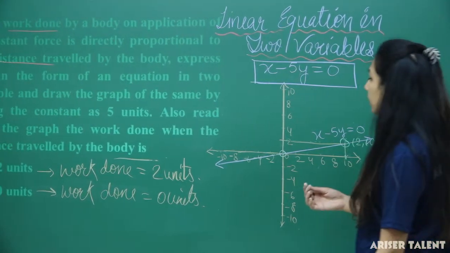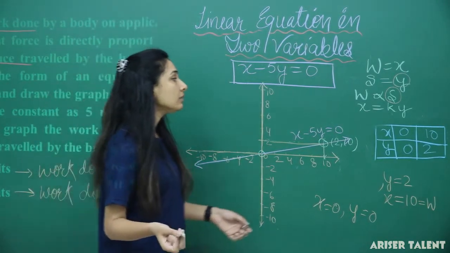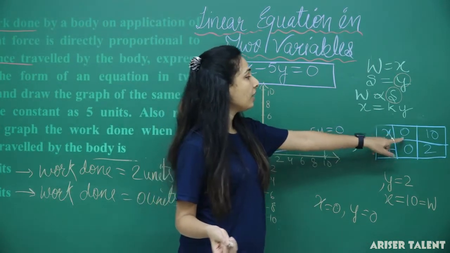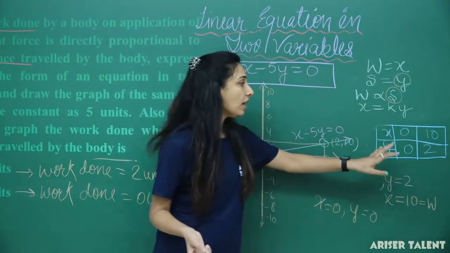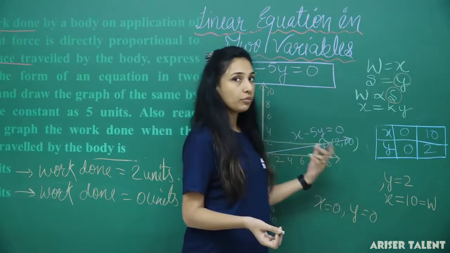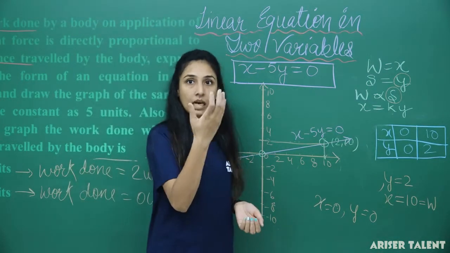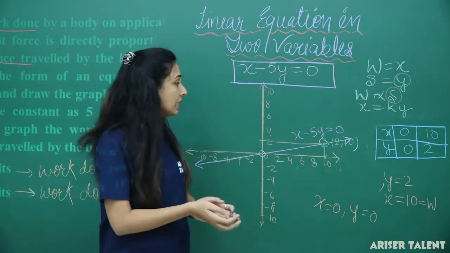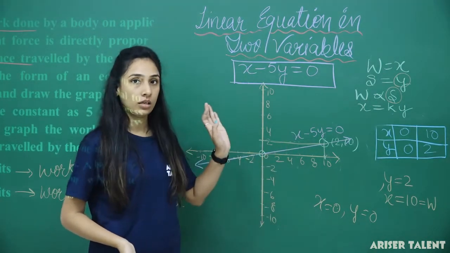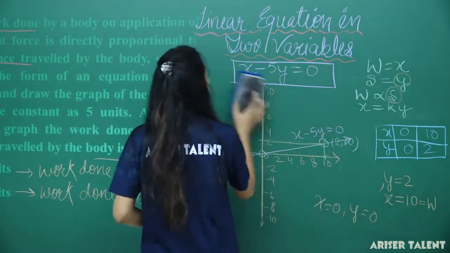Okay. Similarly, students, you can take different values of x and y. That means rather than taking the values as 0 and 10, you can take the values as 10 and 50, get some values of y from the equation and then plot them. Okay, and for your graph to be very exact, you will find these values to be like this only from the graph. Okay, noted?